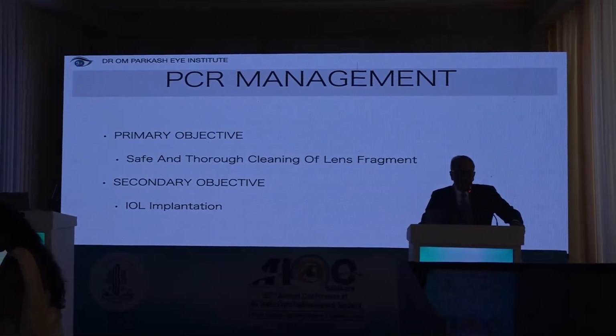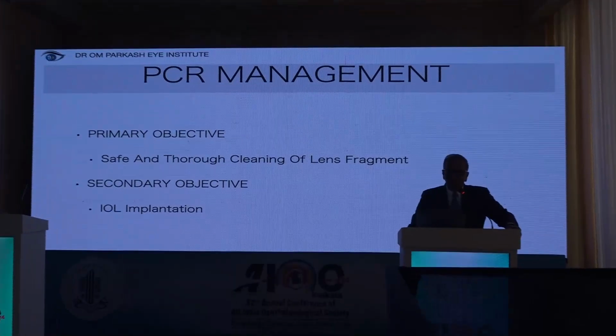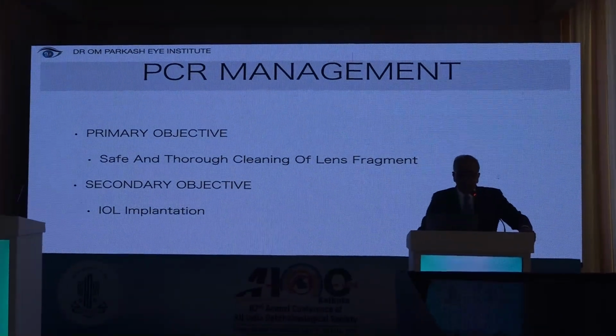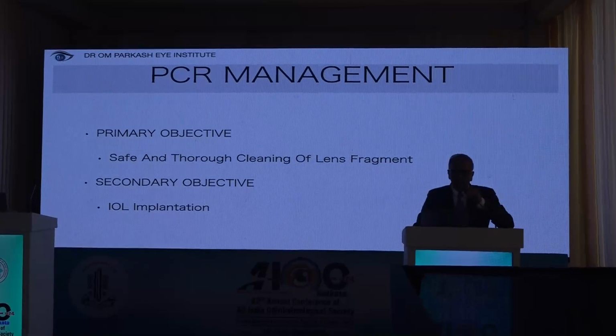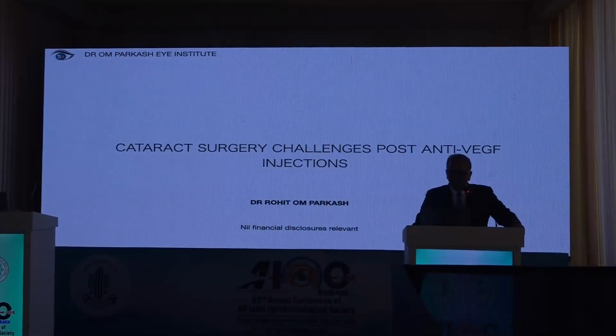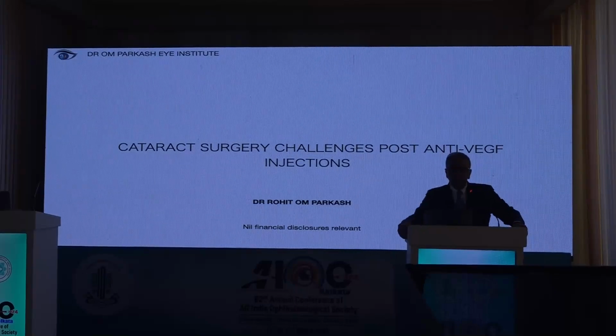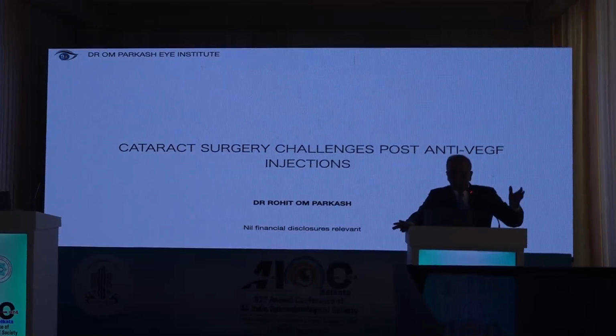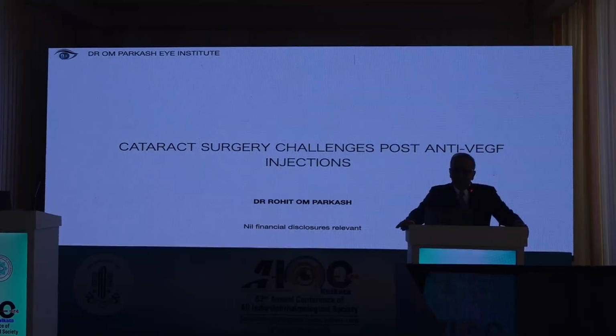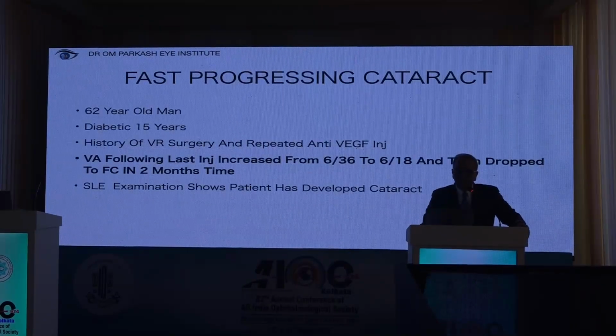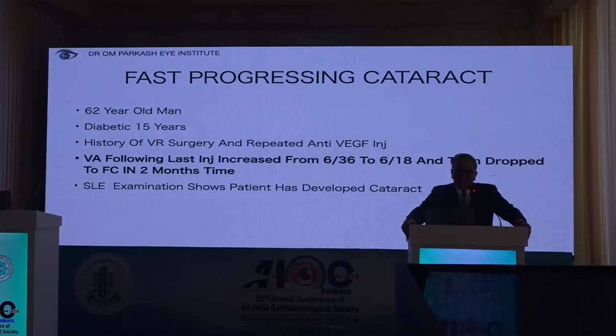Well, the primary objective when we have a PCR is to have a safe and thorough cleaning of lens fragments. And the secondary objective is to do an IOL implantation. Now let's see some scenarios where there is a pre-existing PCR, like a patient with multiple anti-VEGF injections. So this patient had repeated anti-VEGF injections. Visual acuity following the last injection increased from 6/32, 6/36 to 6/18 and then dropped to finger counting in 2 months' time.